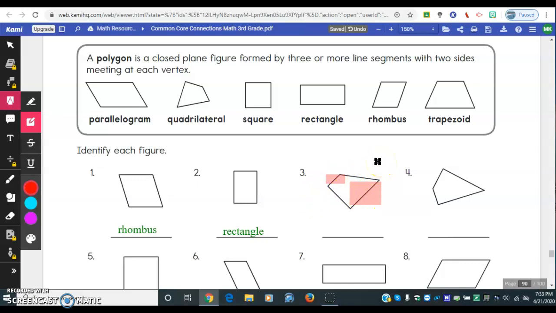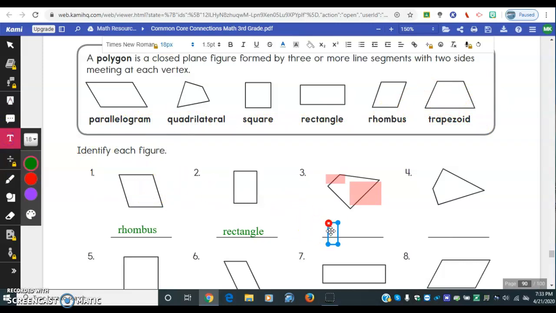And what do we call a shape where you have one set of parallel sides, but not the other set? There it is, trapezoid. So the name of this shape is actually going to be trapezoid. It is not a parallelogram because it doesn't have parallel top and bottom and parallel sides. It only has one set of parallel sides. Let's look at number 4.